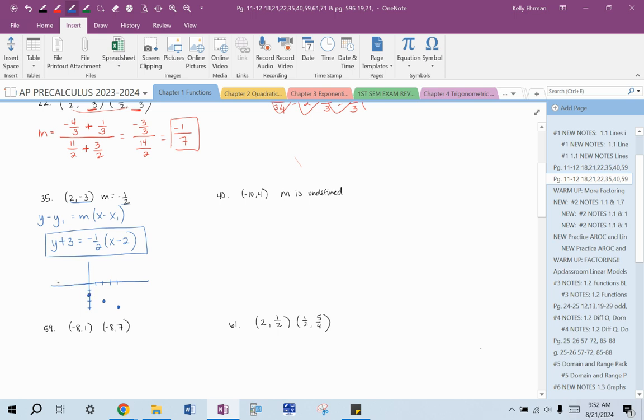To graph a line, you only need 2 points. So it's fine. Connect it, put arrows on the ends, and that's it.